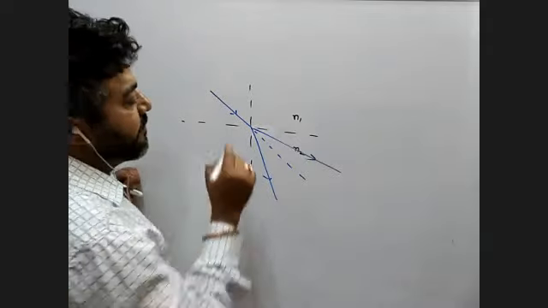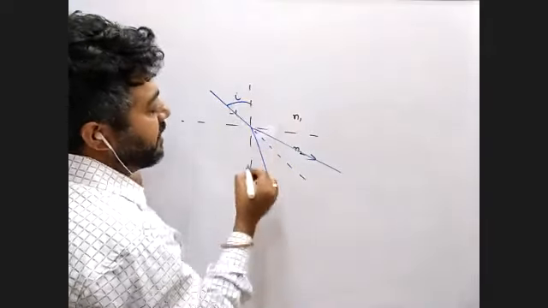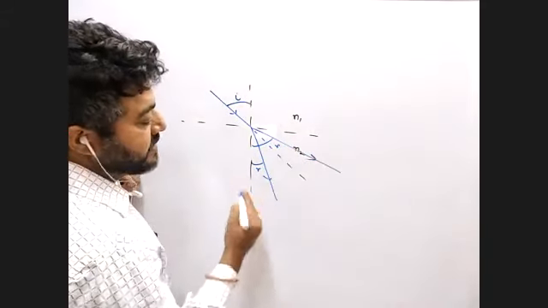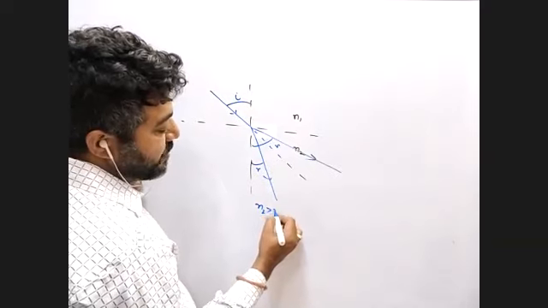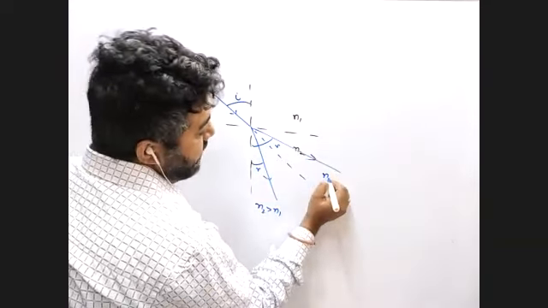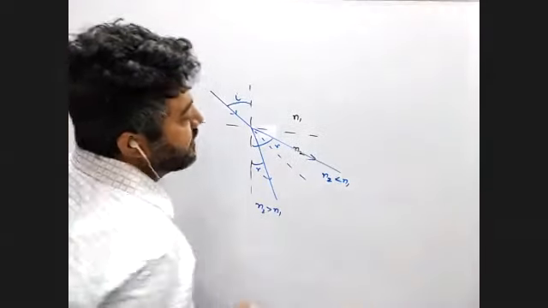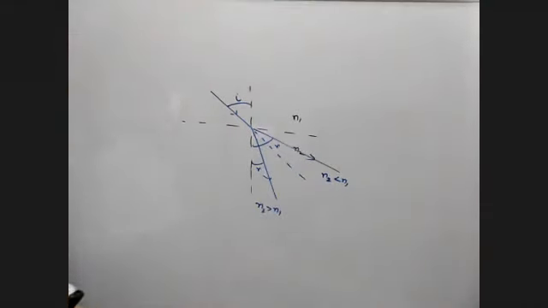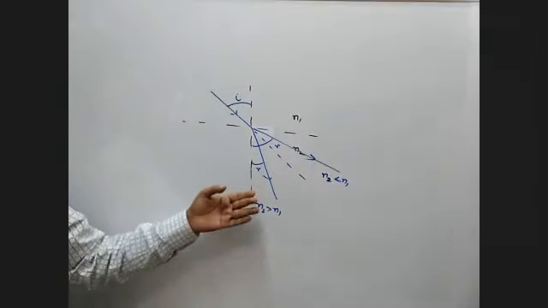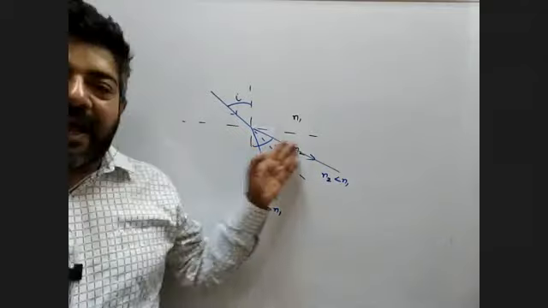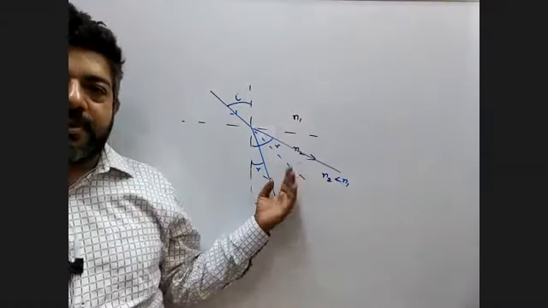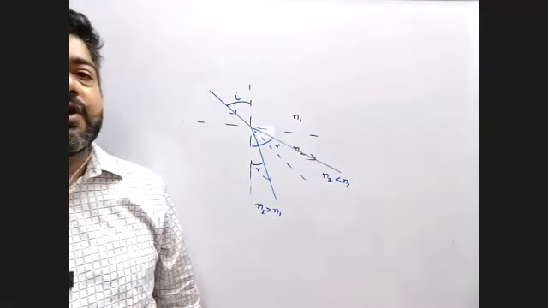This is the incident ray, and this is the refracted ray. If it is moved towards the normal, that means N2 is greater than N1. And if it is moving away from the normal, N2 is less than N1. That means if the ray travels from a higher refractive index to a lower refractive index, it moves away. If the ray travels from a lower refractive index to a higher refractive index, it moves towards the normal.